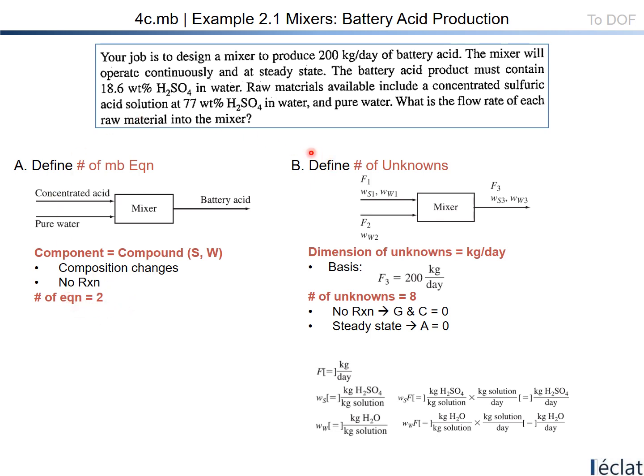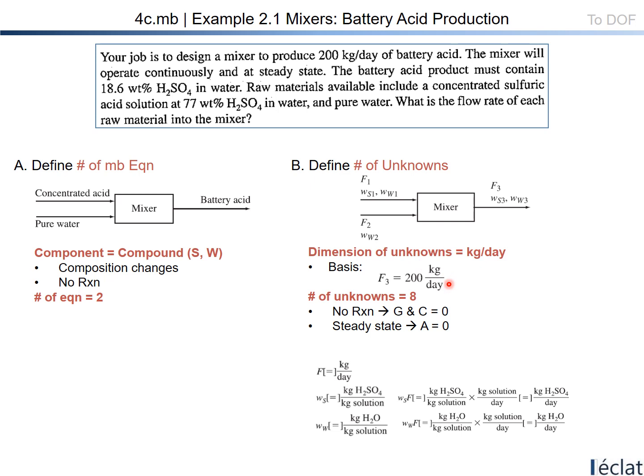Okay, let's go to step B. Define the number of unknowns. Before going to define unknowns or variables, let me think about the units of those variables. Practically, the hints for the units are coming from the basis. 200 kilograms per day of battery acid you should produce. So it is the basis or scale parameter. So I'd like to take kilograms per day as the unit for flow rate.